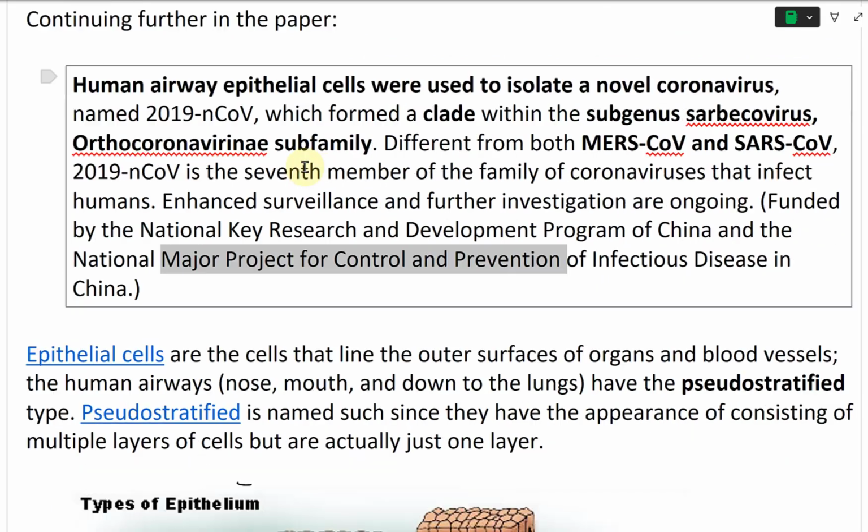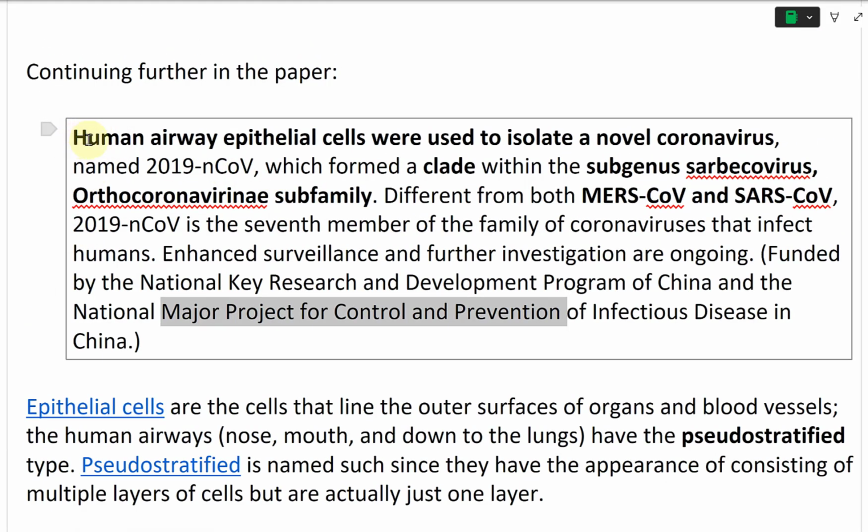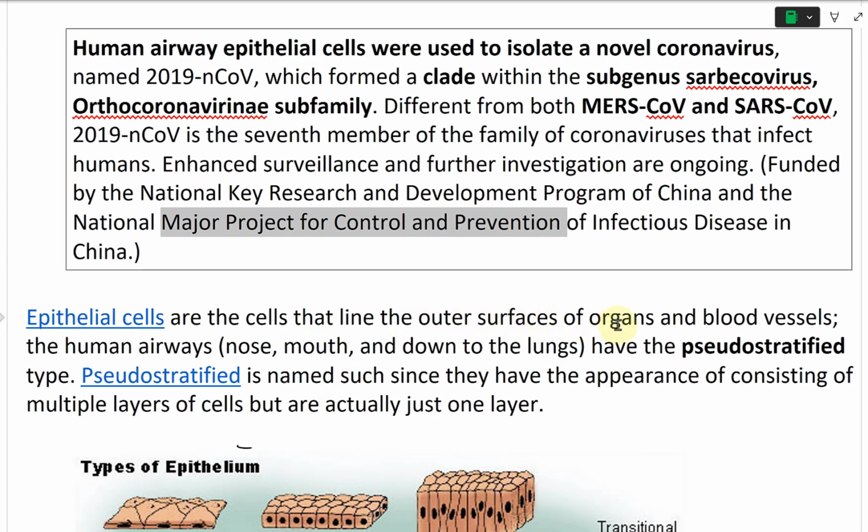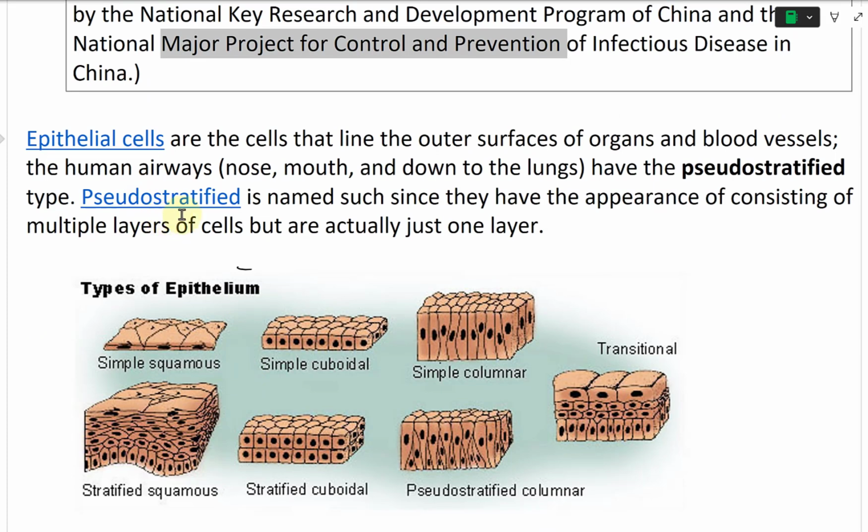Interesting. All right, so now let's continue into more of these technical terms. So epithelial cells right here. Epithelial cells are the cells that line the outer surfaces of organs and blood vessels and the human airways. So this is human airway, nose, mouth, and down to the lungs. These ones have the pseudostratified type of epithelial cells. Pseudostratified is named such since they have the appearance of consisting of multiple layers of cells, but are actually just one layer.